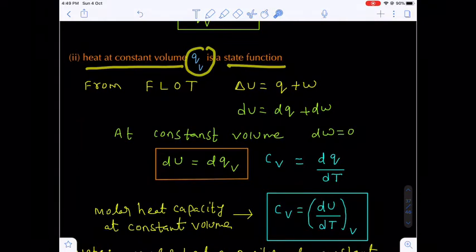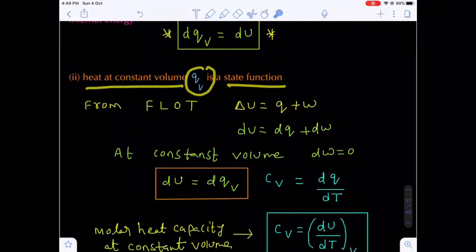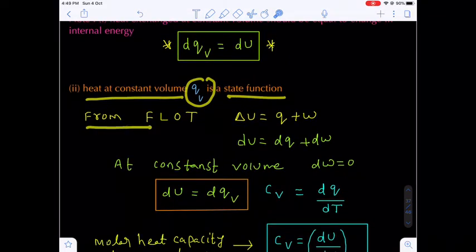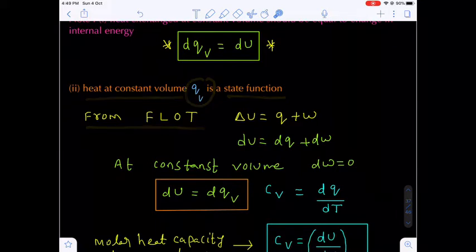Now here it can be explained with the help of the first law of thermodynamics. What is the first law of thermodynamics? Heat neither can be created nor can be destroyed, but it can be transferred from one form to another form. The total heat of the system and surrounding will remain constant. Are you getting my point?